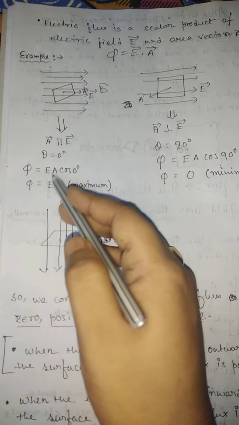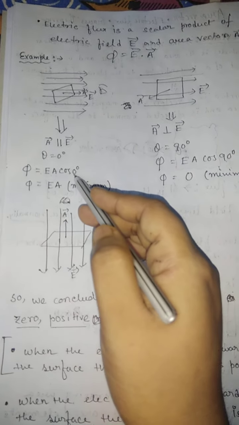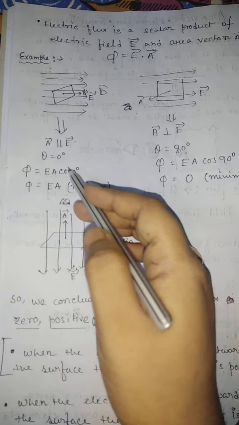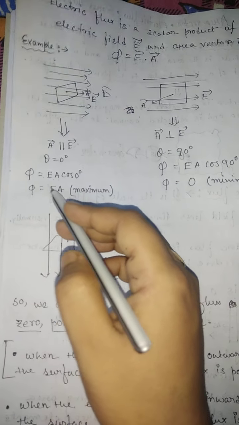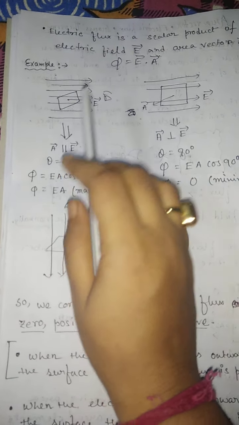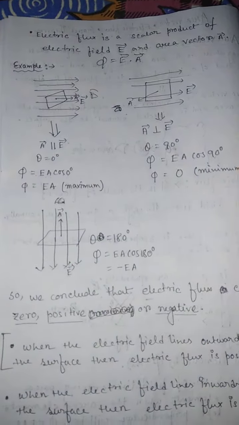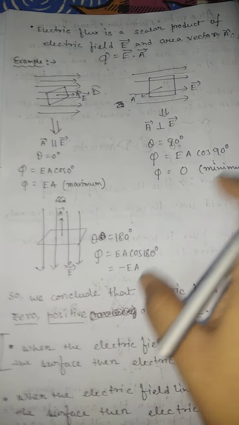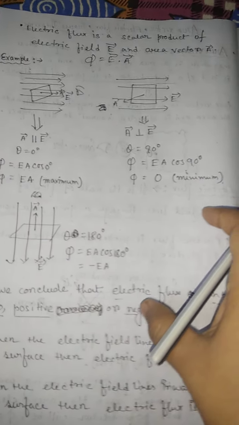So phi equals E A cos theta. Here theta equals 0, and cos 0 is 1, so phi equals EA. That is the maximum value of electric flux, when the area vector is parallel to the electric field lines.